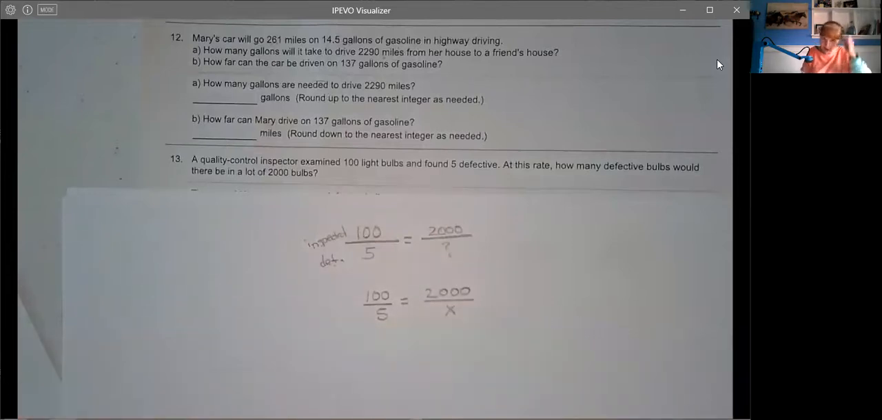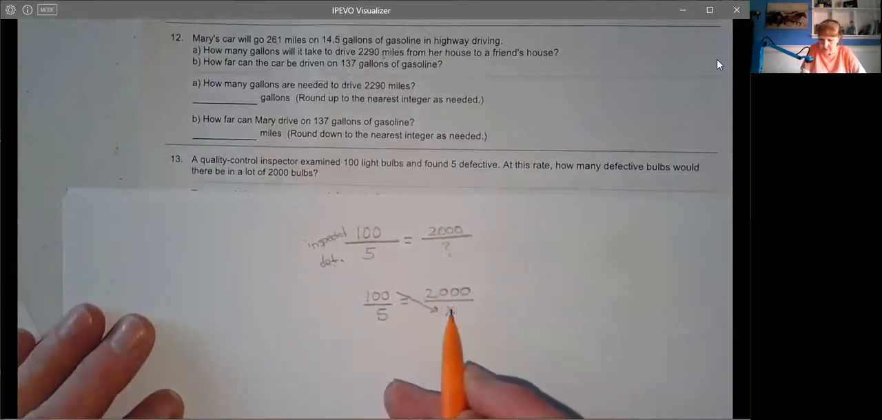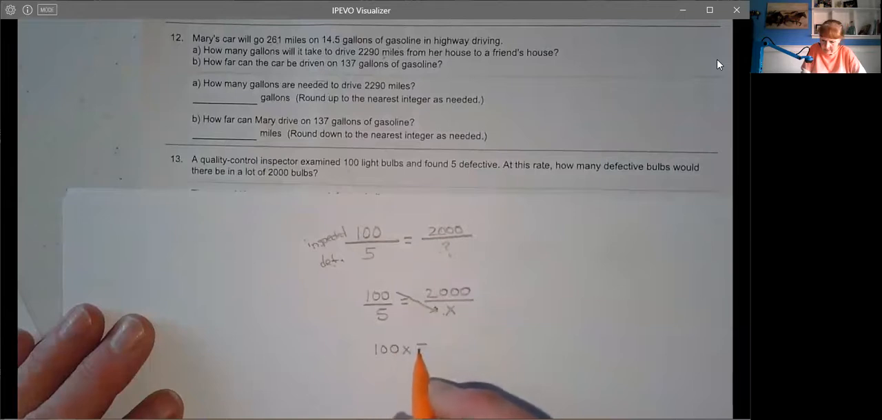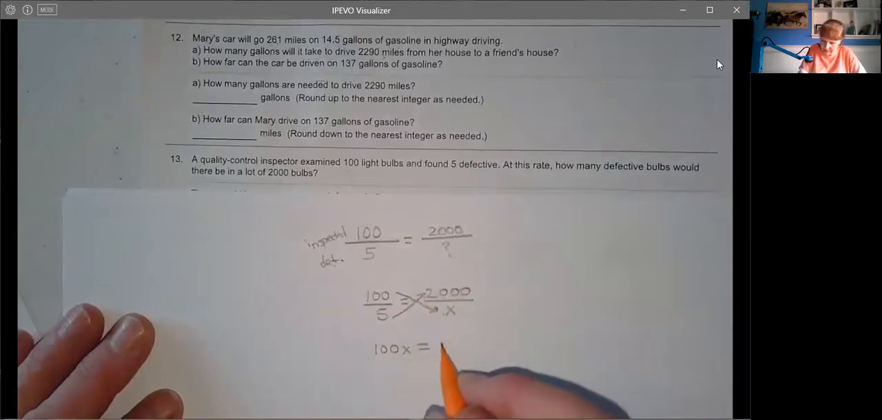Cross multiply and solve it. So we'll make this multiplication first because this is the one that involves the variable. And then we'll multiply those two together, and that'll give us 10,000.